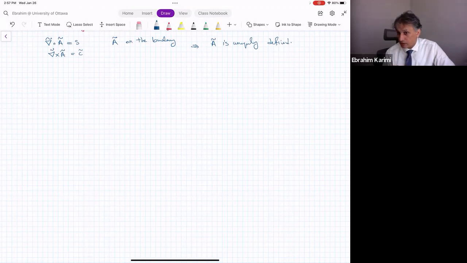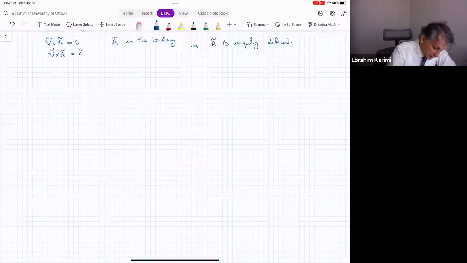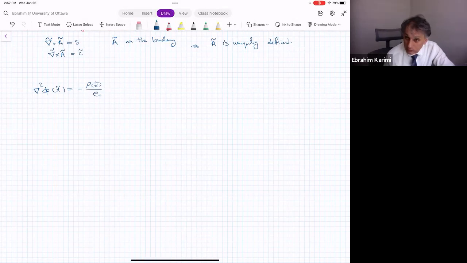This was about the electric field and magnetic field. Now the question that I have: we started with this equation that the Laplacian of phi of x is equal to minus 4 pi rho, or minus rho divided by epsilon naught. All right, that was the entire problem that we started with.